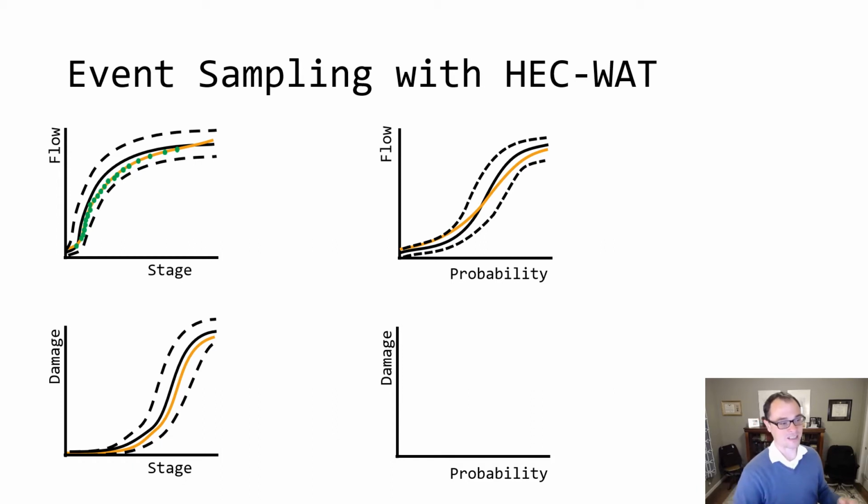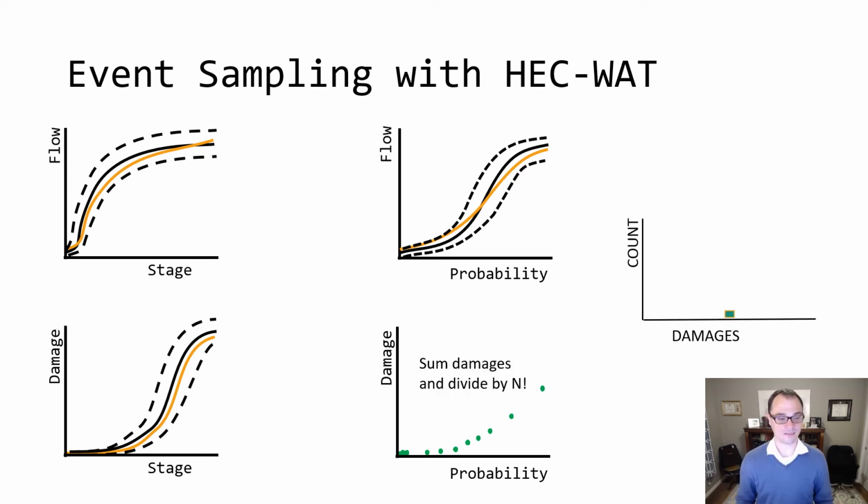If you can imagine each one of those green dots being a RAS run with a shape set that represents that particular event. Then those RAS runs are passed into some tool for consequences like HEC-FDA, which would then compute damage for each of those events. We take the events and we sum them together and divide by n. And that is a simple form of integration.